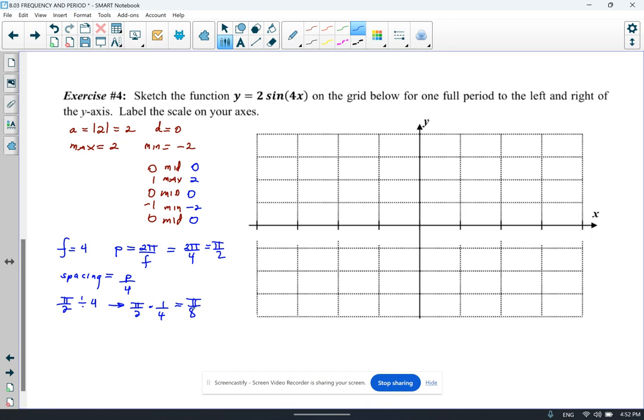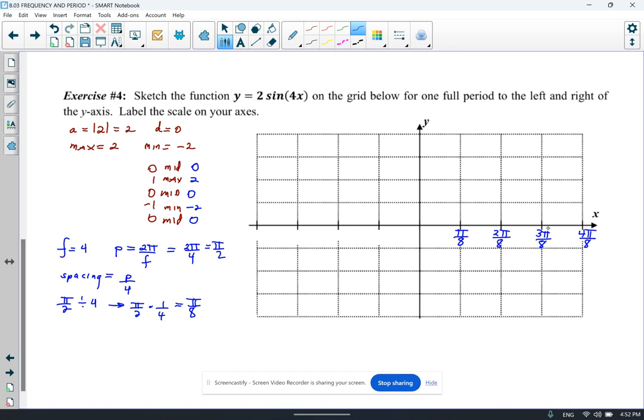And if instead of the spacing being pi over 8, it was pi, you would go 1 pi, 2 pi, 3 pi, 4 pi, right? You would just count by pi's. Again, don't write anything down yet. But we're not counting by pi's, we're counting by pi over 8s. So this would be pi over 8, 2 pi over 8, 3 pi over 8, 4 pi over 8.